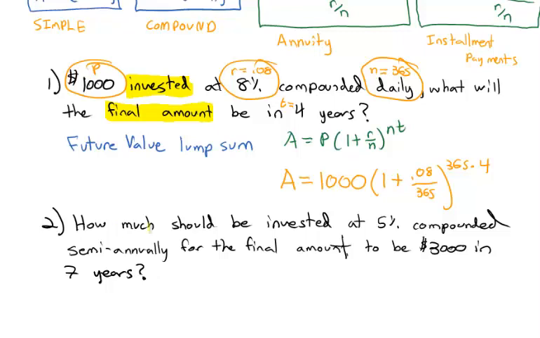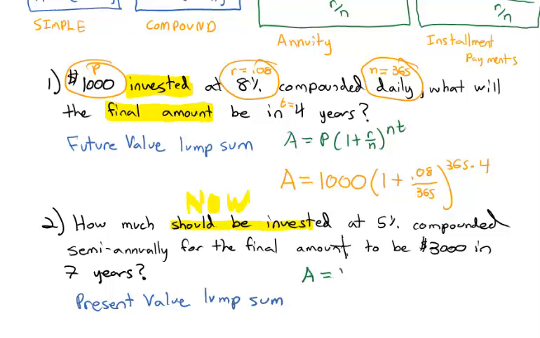In this case, we're asking how much should be invested right now. We're looking for the now. This question is asking for the present value. And notice it doesn't say how much should be invested each month, each week, each year. It just wants to know how much should be invested now. This is, again, a lump sum, but this time we're looking for the present value of the lump sum.